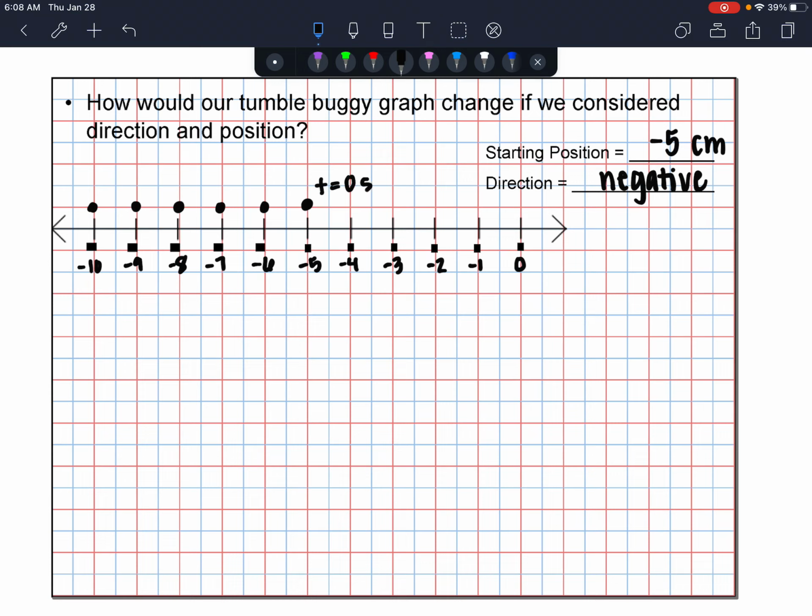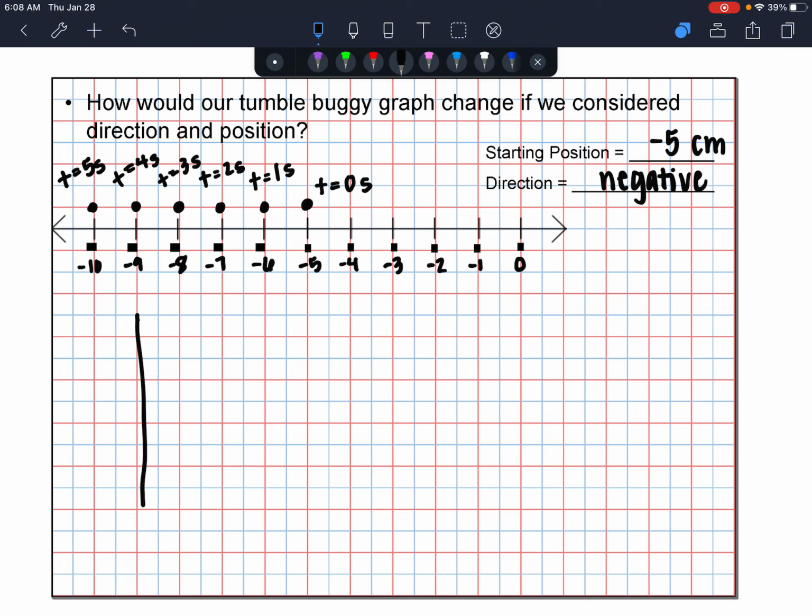So this might be where the buggy was at 0 seconds, and maybe this is where the buggy was at 1 second. And maybe this is where the buggy was at 2 seconds, and at 3 seconds, and at 4 seconds, and at 5 seconds, so on and so forth. So it's not a huge difference in the motion as much as it is in how we communicate the motion of the buggy. It starts in a negative position and it goes in a negative direction.